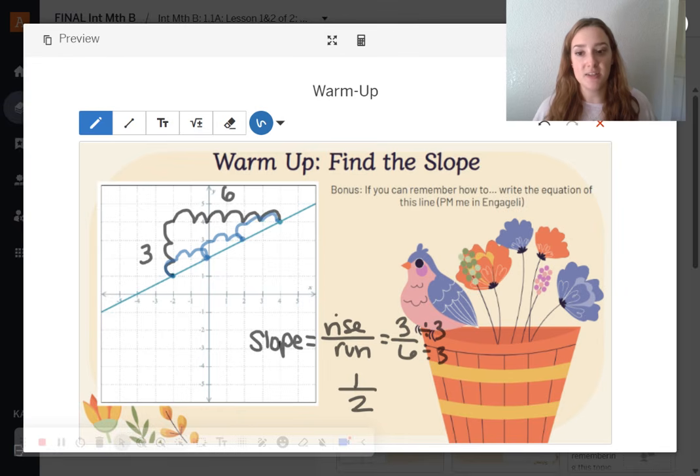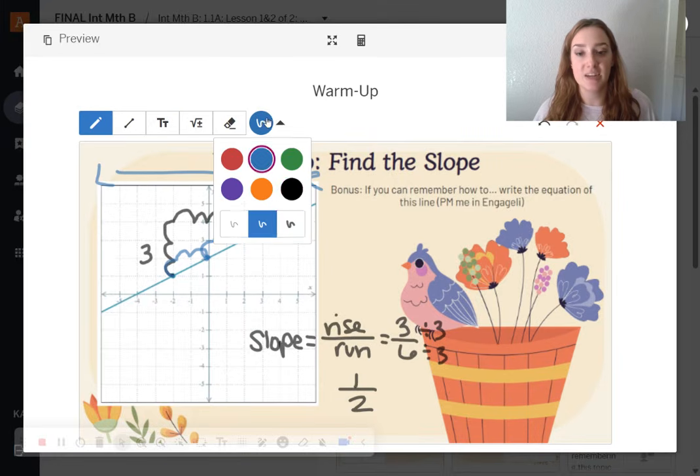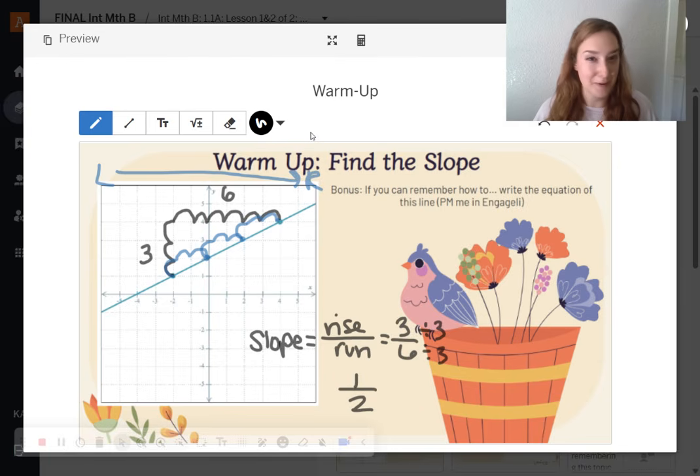Something else about this would be a positive slope because we do read our graphs, remember, from left to right. Just like if this was a sing-along, we're not going to make a sing-along, but if it was, if we're reading this, warm up, find the slope, right?